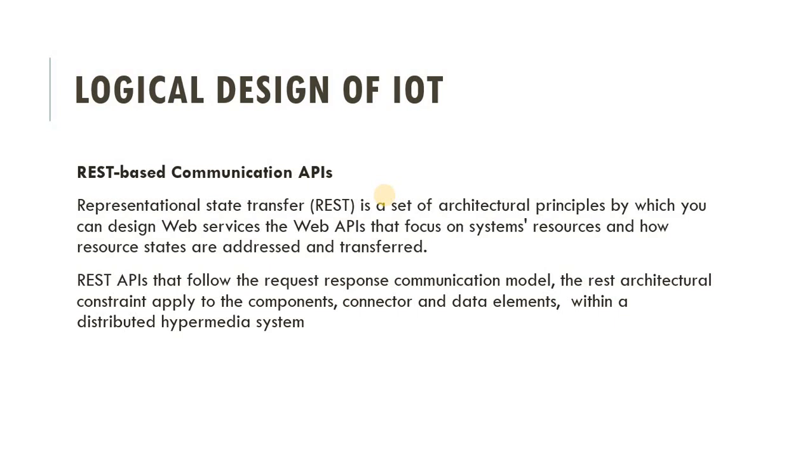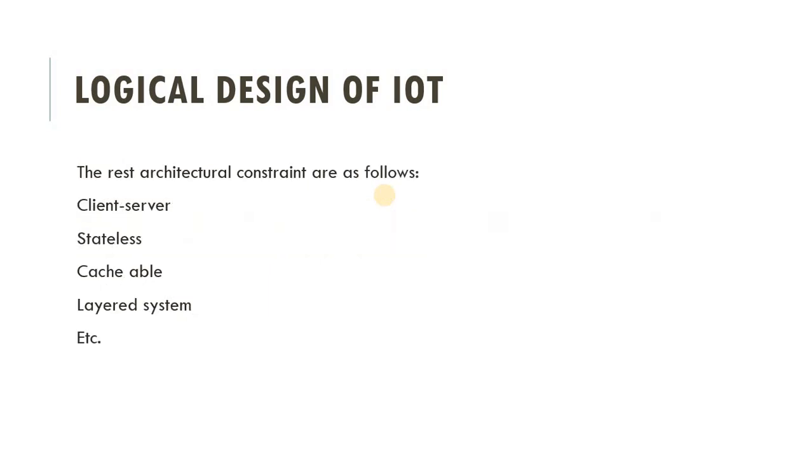The REST based communication API is stateless. So that's why every time we make a request to the server, we require a TCP connection. Every time we have to establish the TCP connection, then we communicate with each other, then we close the TCP connection. Again, if we want something from the server, we establish the TCP connection and then we communicate. So this is the process for the REST based communication API.